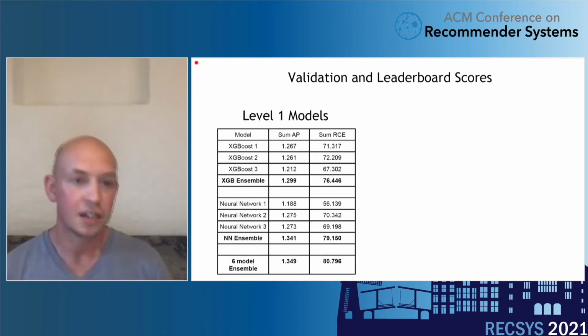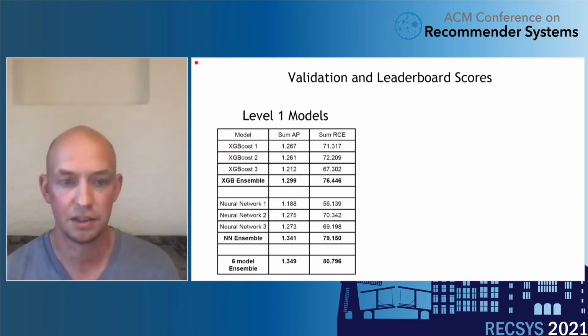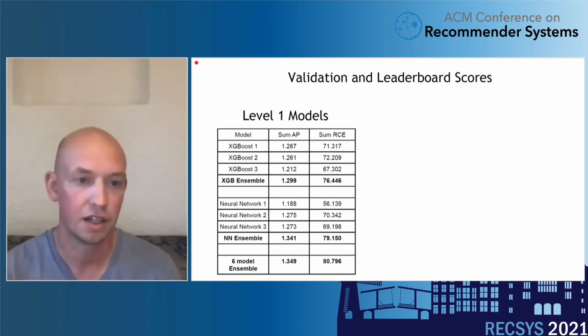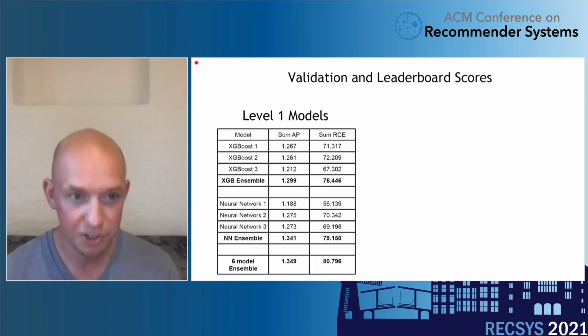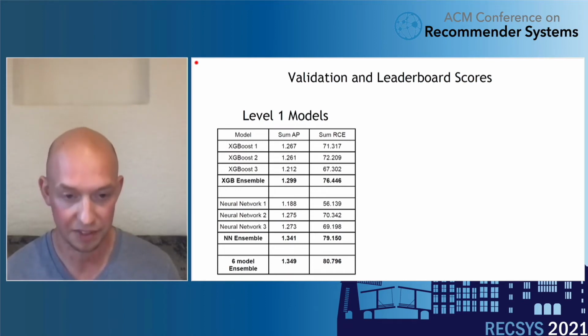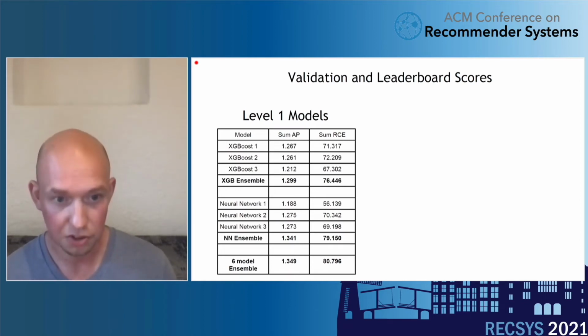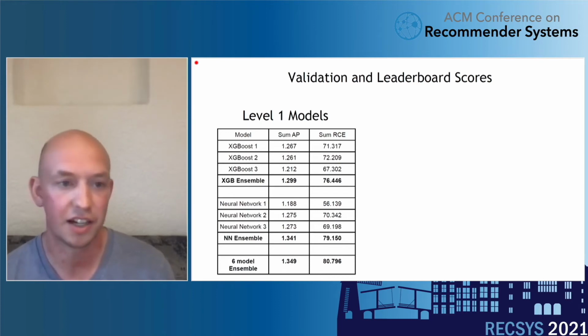Coming up to the scores. As I said, we see that the XGBoost 2 has the highest RCE. These are all sums, not averages. And the neural network 2 has the highest AP. Interestingly, if we ensemble the XGBoost models together, we get to a sum of 76. So we can see that the ensemble is always boosting the score. But if we ensemble the neural networks together, we come up to 79. So we can see that neural networks are more diverse, and even if each of them individually scores lower, combining them gets much higher than the XGBoost.